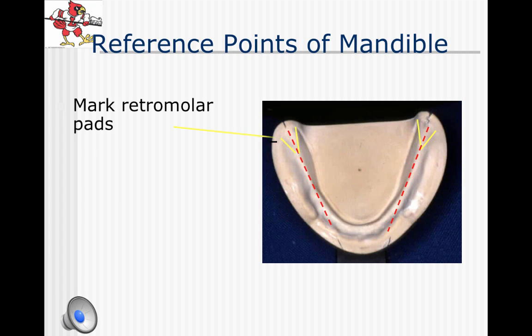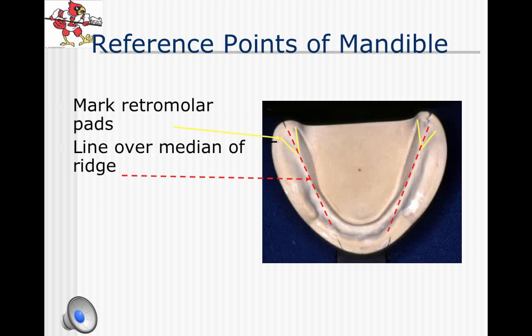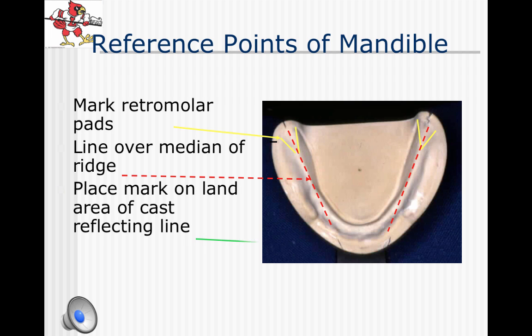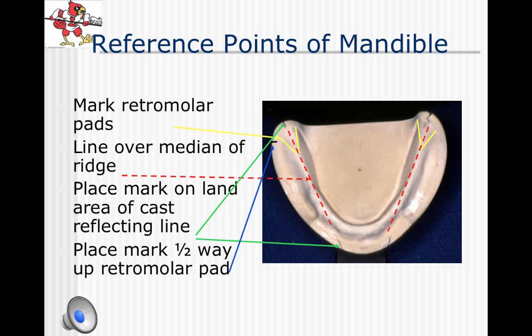Outline the retromolar pads with lines on each side of them, as shown in the yellow on the cast. Place a red line over the median of the ridge using the millimeter ruler. Extend that line onto the anterior and posterior land areas of the cast. These marks on the land area will help you when setting teeth on the posterior area. The teeth must be set with the middle groove over the crest of the ridge. Also place a horizontal mark halfway up the retromolar pad on the land area. This line will give you the height of the occlusal plane on the mandibular.